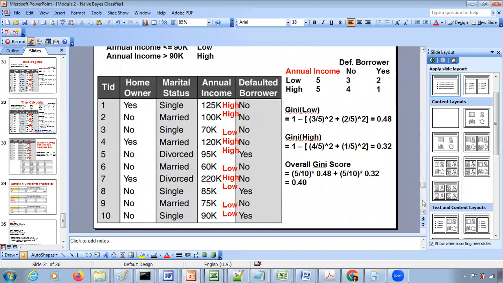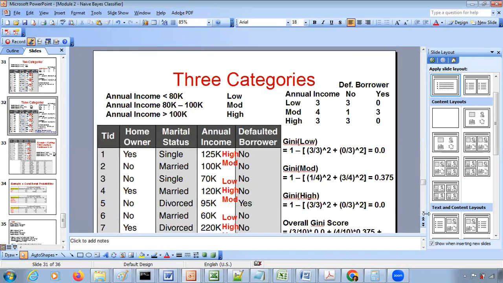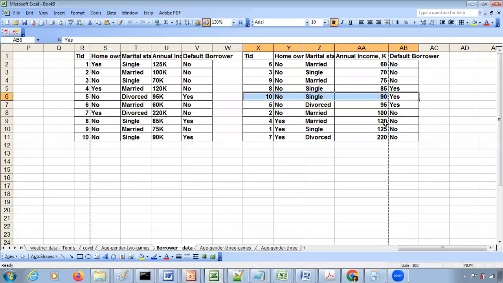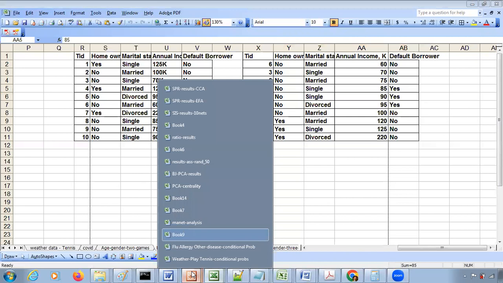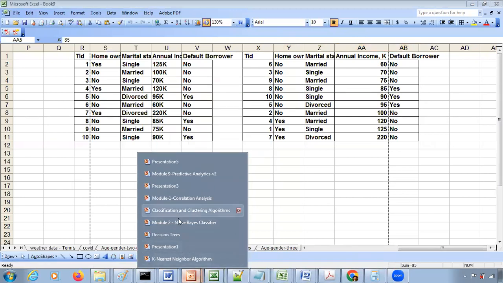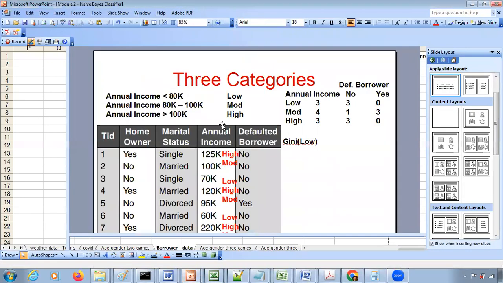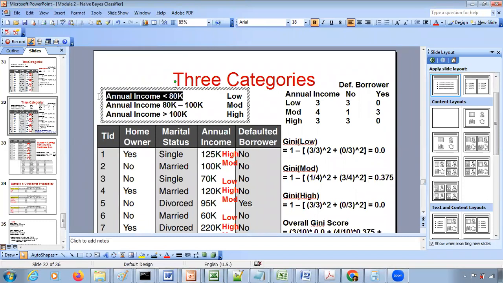So now let us go with 3 categories. If you look at the data set here, 75 is no, 85 is yes. So we can put 80 as a cutoff. Anything less than 80K will be low, anything 80 to 100K will be moderate, and greater than 100 will be high. And it's kind of subjective.